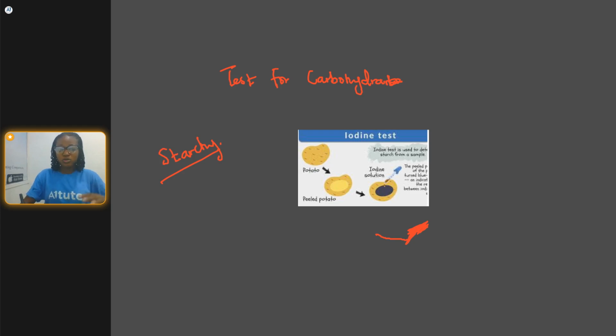So we move to test for protein. We are through with the carbohydrate. Don't forget, you make use of the iodine solution to test for starch, to test for carbohydrate. So we are moving on to protein.